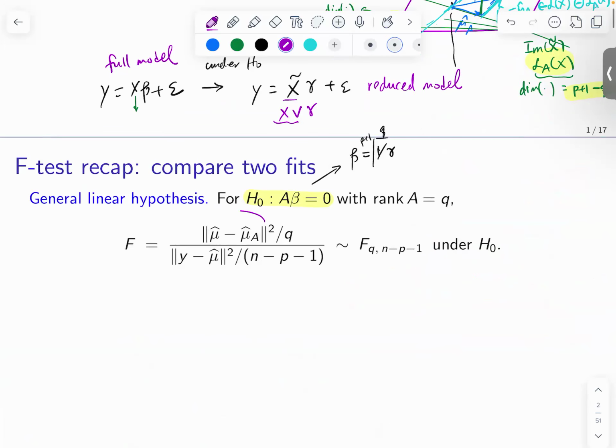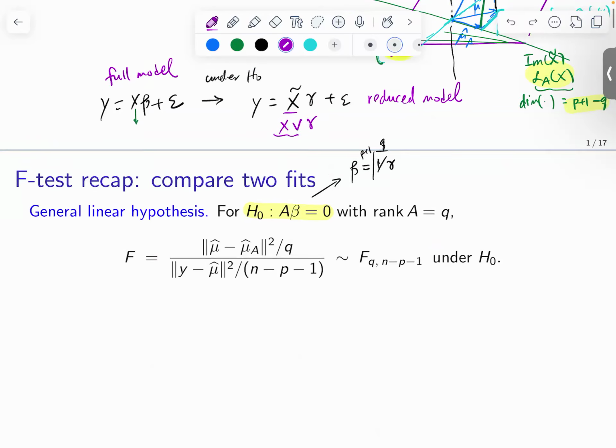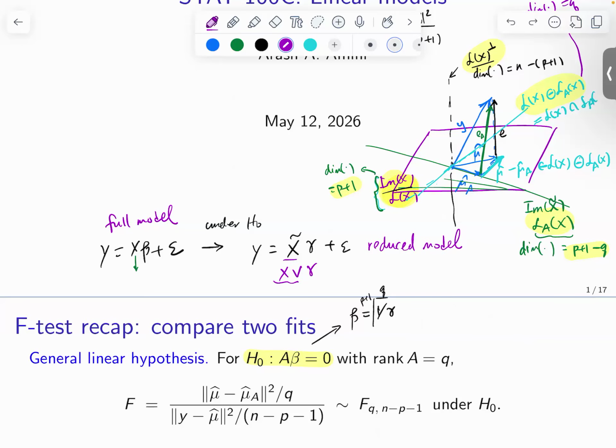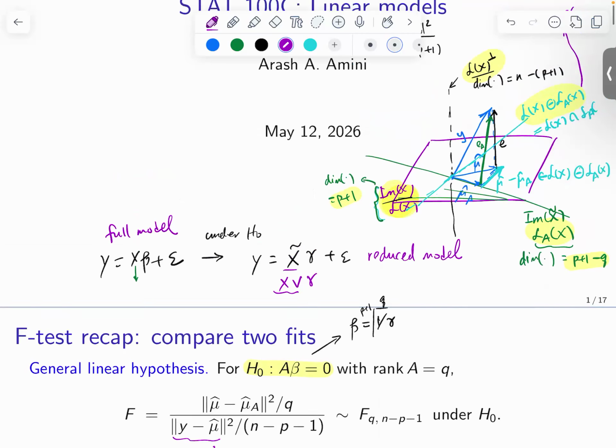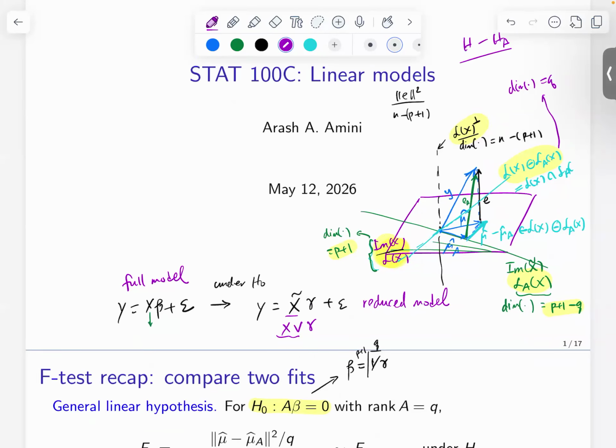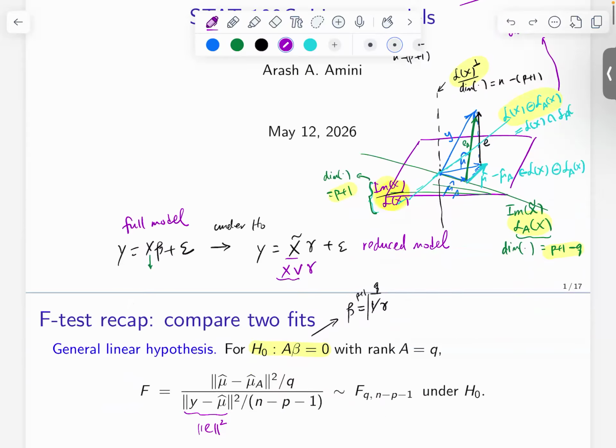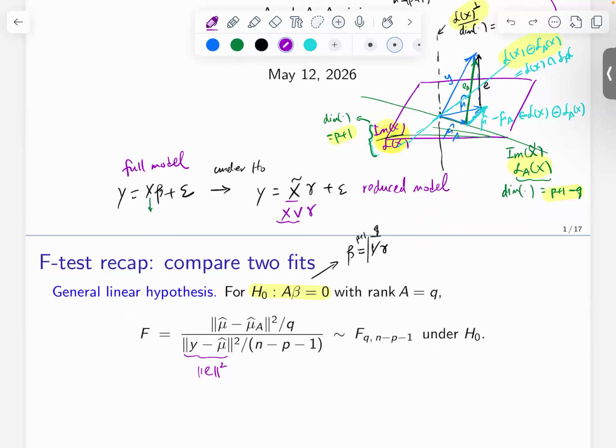So this, if you square it, divided by q, which is the degrees of freedom, which is really the dimension of the space in which it lives. And then you divide by the norm of E squared, divided by its degrees of freedom. Again, E lives in a space whose dimension we figure out. You should be able to figure out all these dimensions by these complementary arguments. And what we showed last time is that this would have an F distribution under the null.